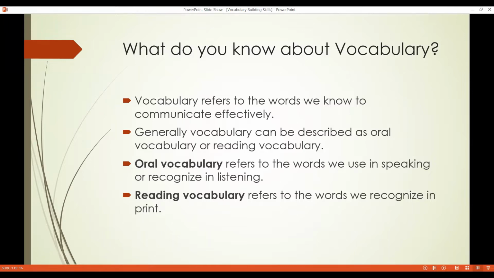As you can see, there are two kinds of vocabulary displayed on the screen. One is oral vocabulary and the other one is reading vocabulary. The oral vocabulary refers to the words that we use in speaking or recognize in listening. And the reading vocabulary refers to the words we recognize in print. As we have already discussed in our class, most of the vocabulary development takes place through reading, especially when it comes to a second language or a foreign language.